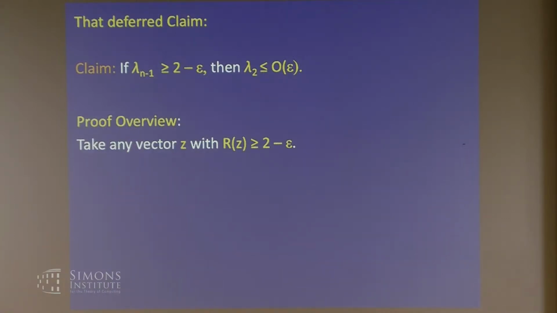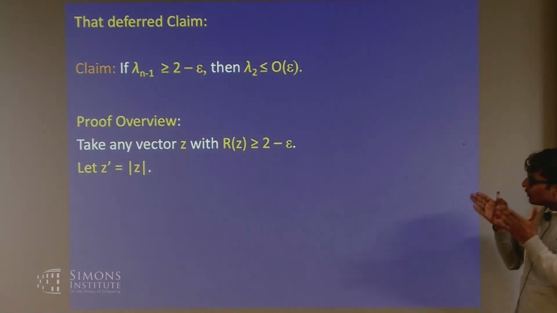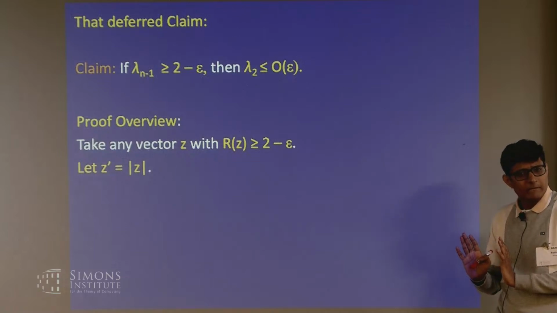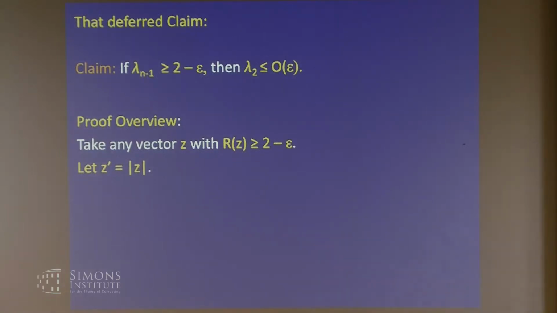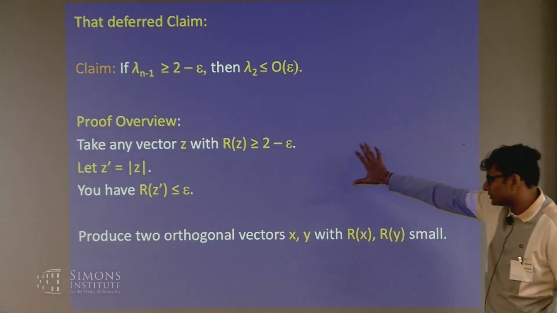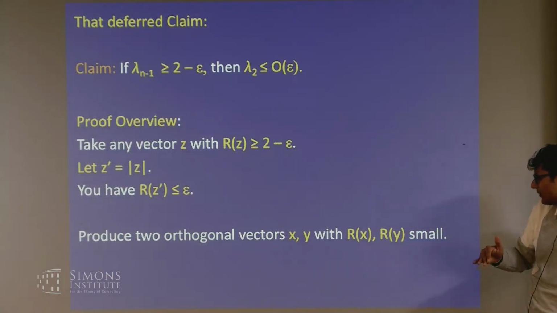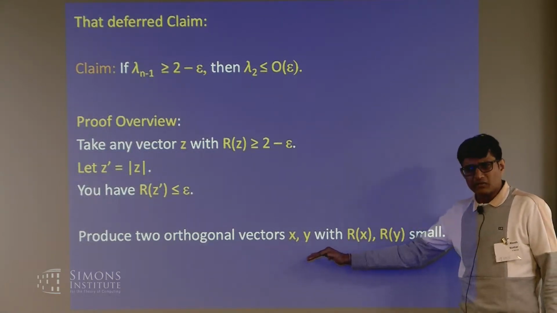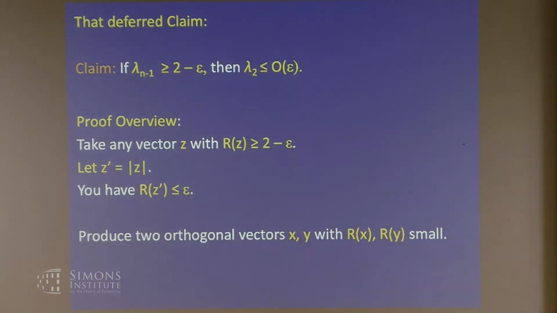The idea would be something like the following: give me any vector z whose Rayleigh quotient is at least 2 minus epsilon. Now consider the vector z prime, which is obtained by taking absolute values of z in every single coordinate. It's a one-minute verification that this vector z prime has a small Rayleigh quotient. This Rayleigh quotient is in fact at most epsilon. That's an immediate verification. The rest of the argument: I will start with this observation, and what I would like to do at the end of the day is produce two vectors x and y, both of which have a small Rayleigh quotient.